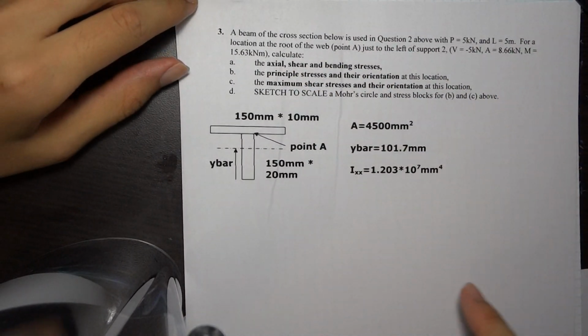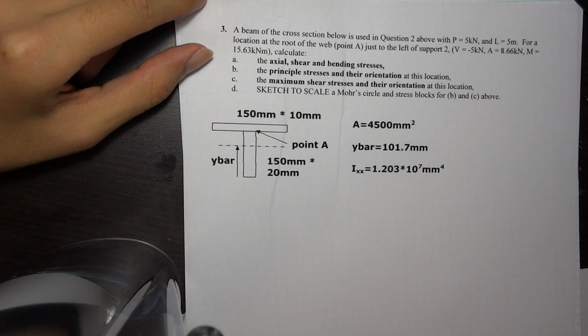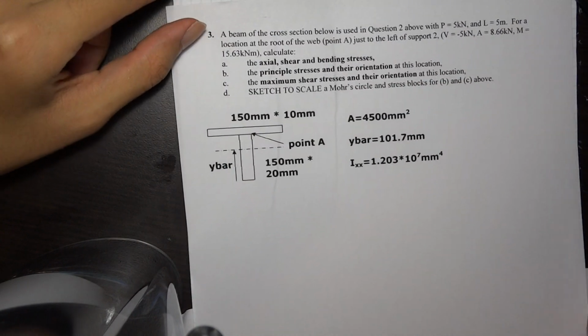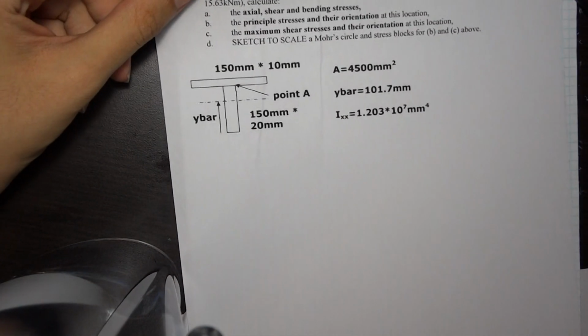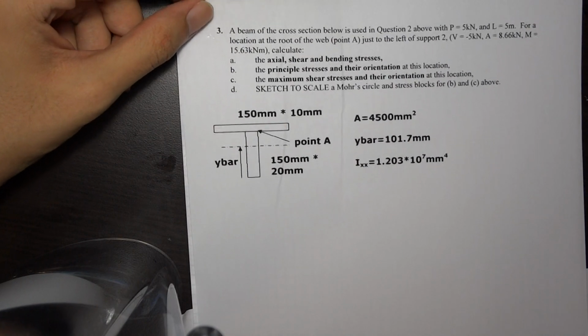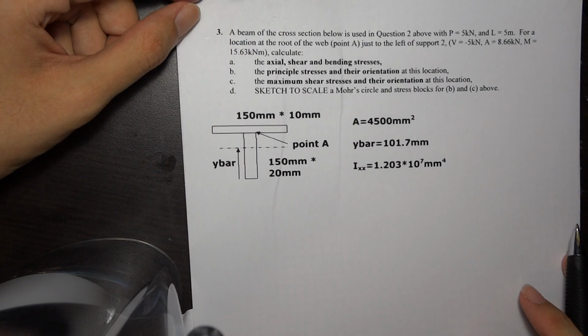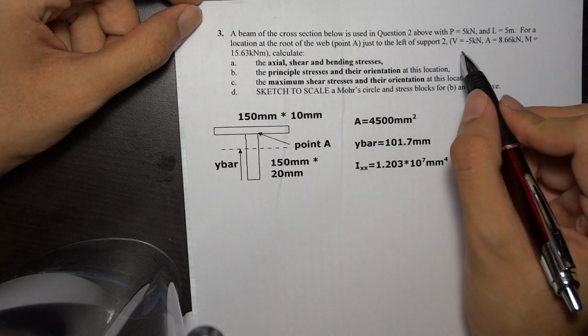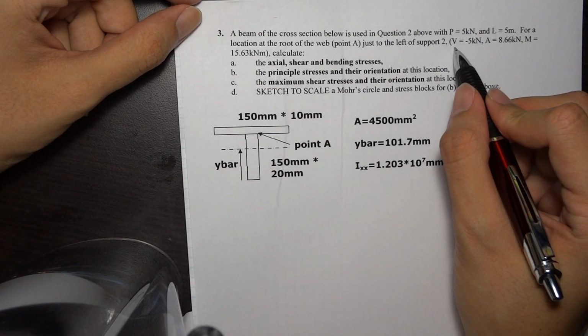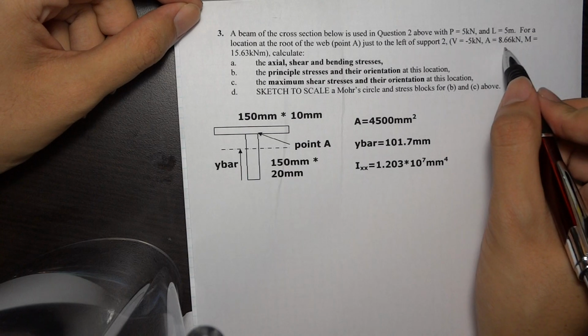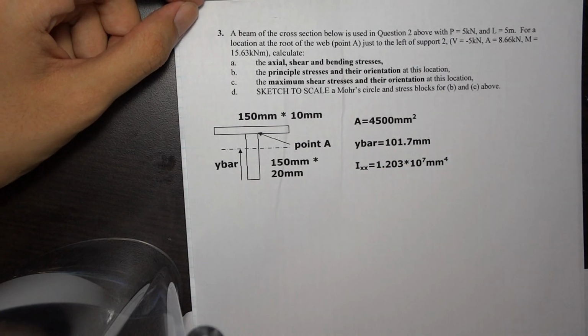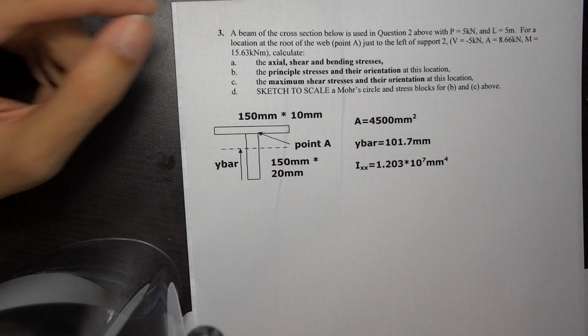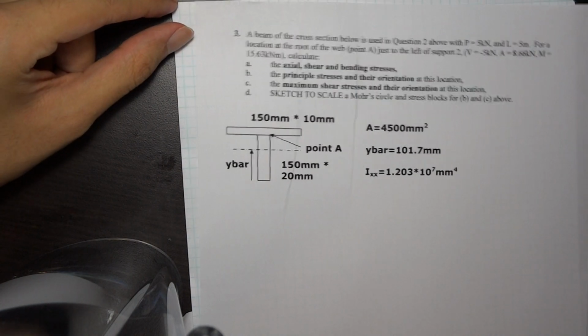That's close enough. This is problem 3. Problem 3 is quite similar to problem 1 because it's a stress problem. You're just interested in finding the stresses. In this case, you're given a point. You're given the shear, axial force, and moment at this point, so all that is calculated for you. Yeah, it's very similar to problem 1.